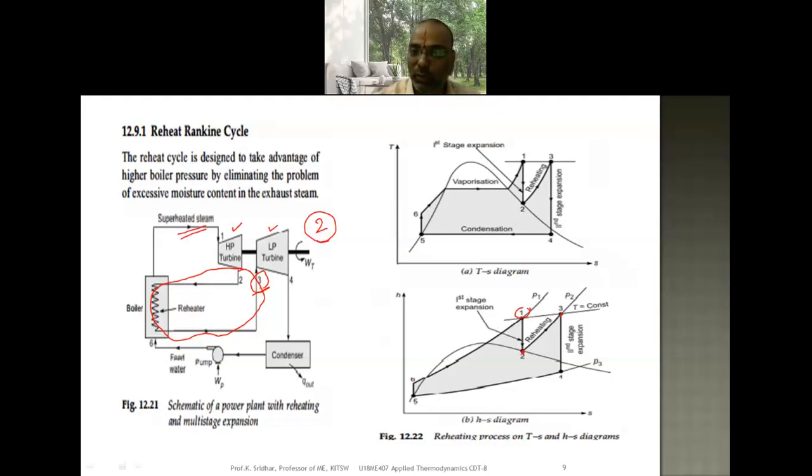Like this, we are able to represent the reheating of the steam in the Rankine cycle. You are able to see here that points 1 and 3 are at the same constant temperature value, but the pressure is different from point 1 to point 3. Both point 1 and point 3 have the same temperature values.